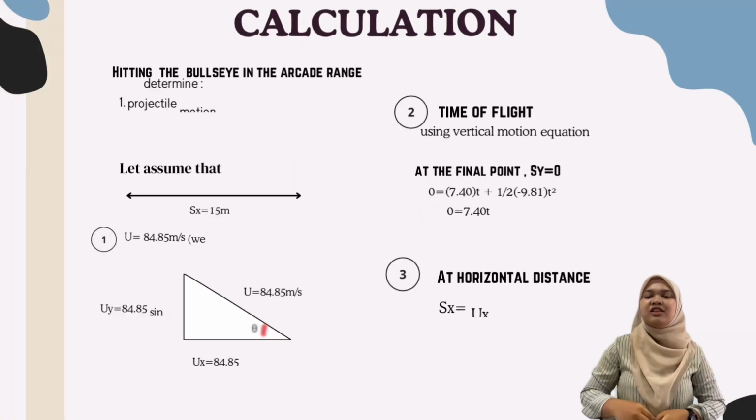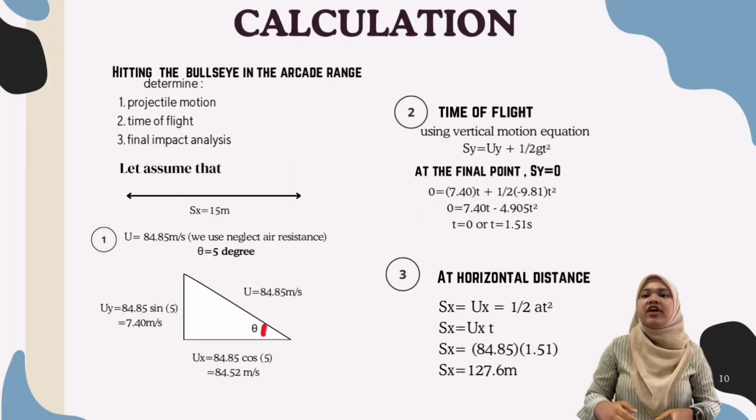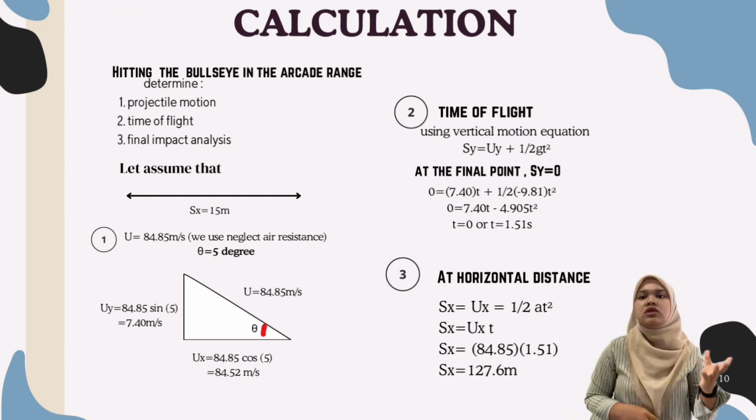This calculation analyzes projectile motion to hit the bullseye. Given an initial velocity of 84.85 meters per second at a 5-degree angle, we can determine the vertical velocity component as 7.14 meters per second using the vertical motion equation. We can solve for the time of flight, which is 1.51 seconds. Finally, we can calculate the horizontal distance, resulting in 137.6 meters.